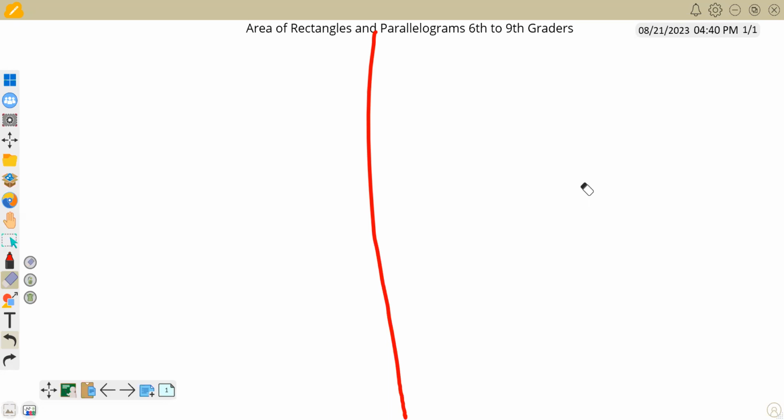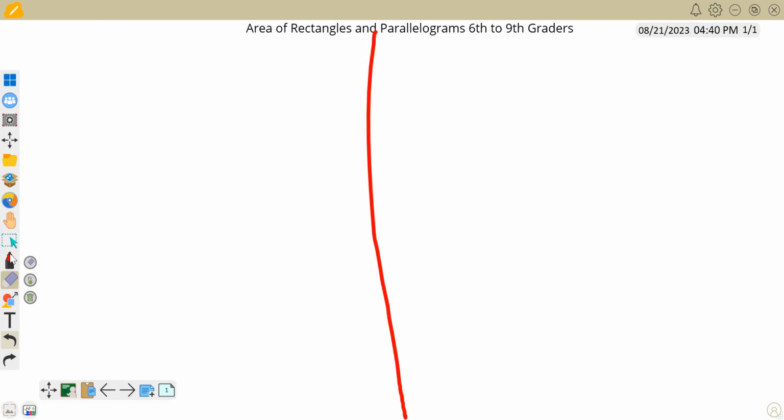Today we're going to be studying the area of rectangles and parallelograms. These can be used for 6th, 7th, 8th, 9th graders and more. The difference between rectangles and parallelograms: both are quadrilaterals. A quadrilateral is a polygon that has 4 sides, 4 angles, and 4 vertices. There are various types of quadrilaterals, and parallelograms and rectangles are both quadrilaterals. Understanding the difference between a rectangle and a parallelogram is very simple.